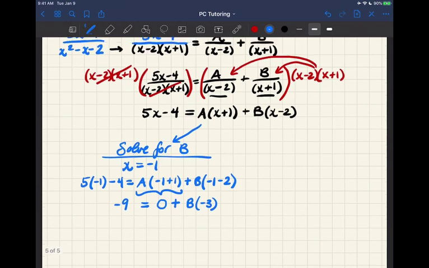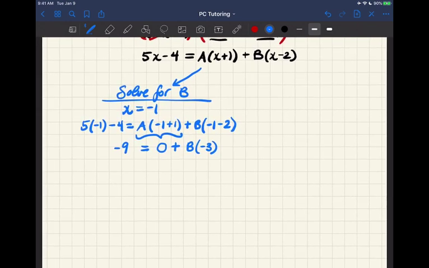So let me simplify this a little bit for you. We have -9 equals -3 times b. Hopefully you remember enough algebra to solve for this. You can divide by -3 on both sides, since -3 is multiplying. And you should get -9 divided by -3. You'll get b equals 3. So you've just solved for one of the missing pieces of the fractions.